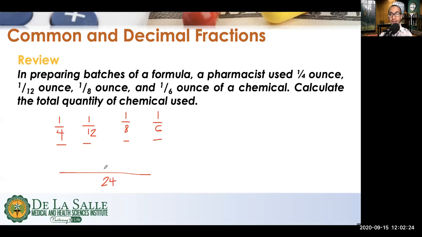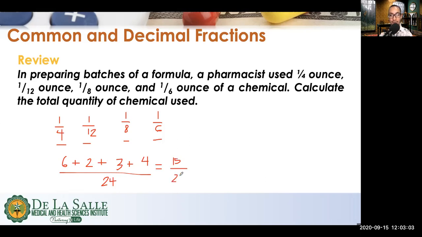So, 24 divided by 4 is 6, multiplied by 1. 24 divided by 12 is 2. 24 divided by 8 is 3, times 1. And 24 divided by 6 is 4, times 1. Now we are able to operate on the numerators. So 6 plus 2 plus 3 plus 4 is 15. So 15 over 24.